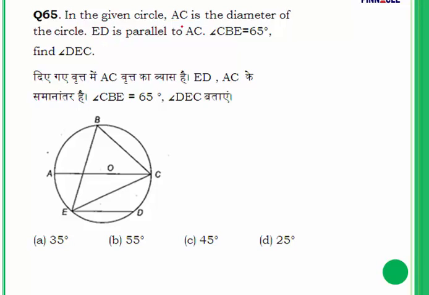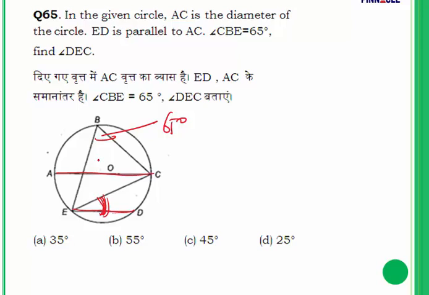In the given circle, AC is the diameter. ED is parallel to AC. CBE is 65. Find the DEC. DEC, this we have to find.